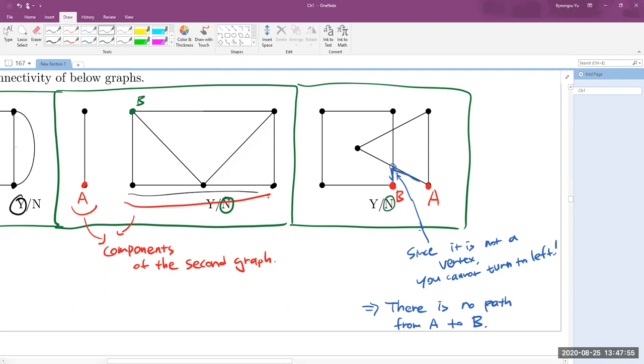So that's why this graph is not connected. And if you see the first problem of the WebAssign, maybe if you have already seen it, there are some examples very similar to this one. So please remember it. Do you have any questions?